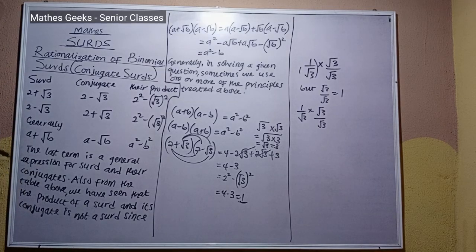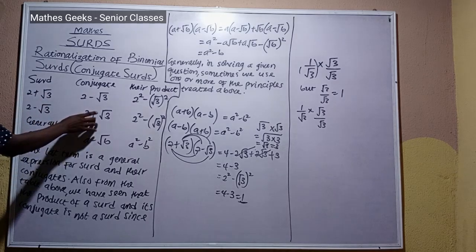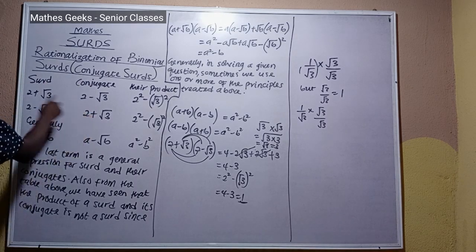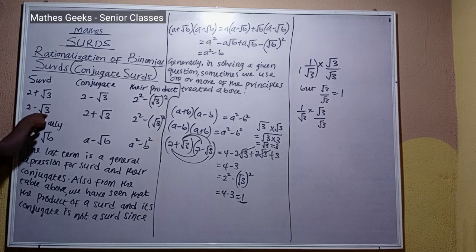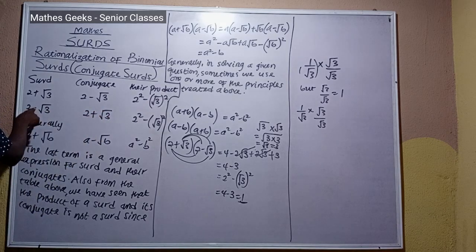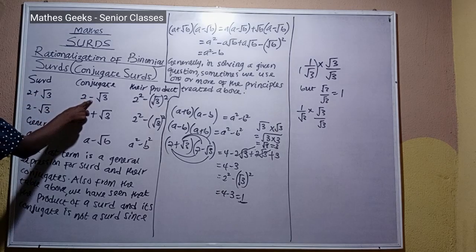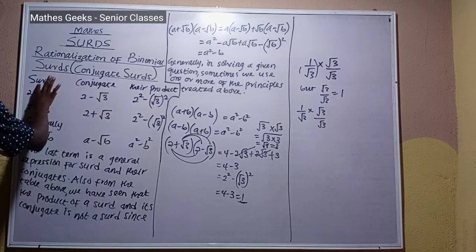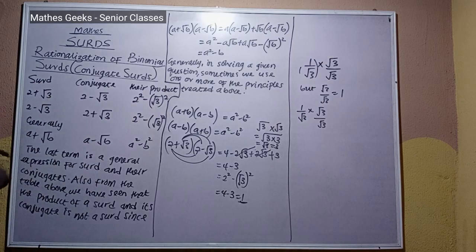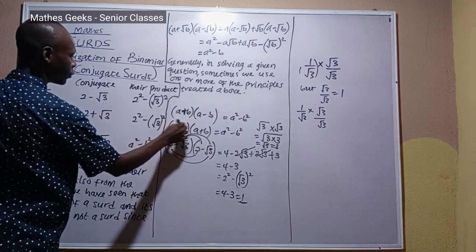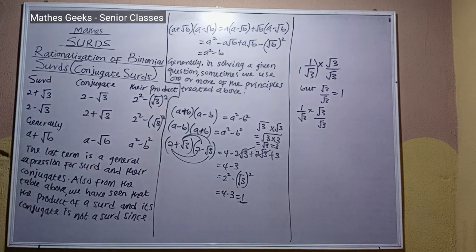So if you follow this rule, for every surd, the conjugate has the opposite sign. If the surd is 2 minus root 3, the conjugate will have the same terms but the opposite sign. Here is minus, here will be plus, and if here is plus, there will be minus. Same terms, just the sign changes in the conjugate. So generally, the difference of two squares has to do with plus, minus, minus, plus. So that's what it is.